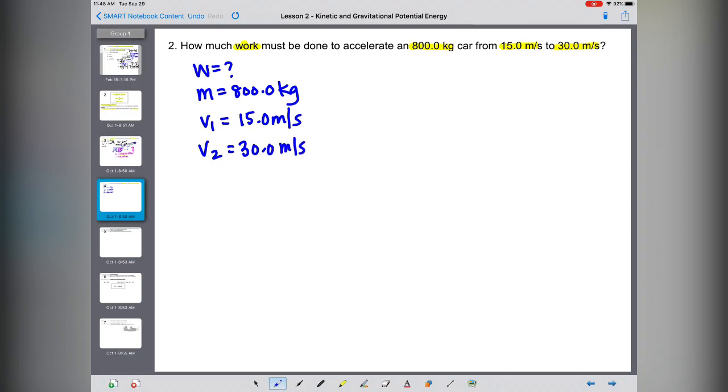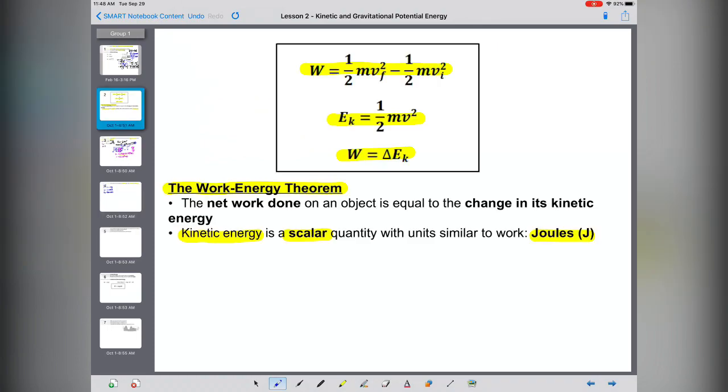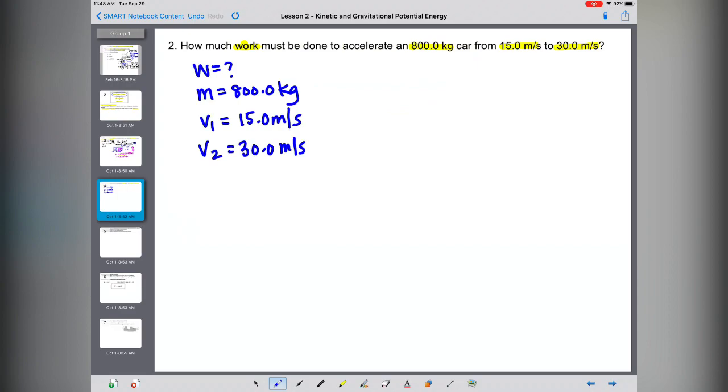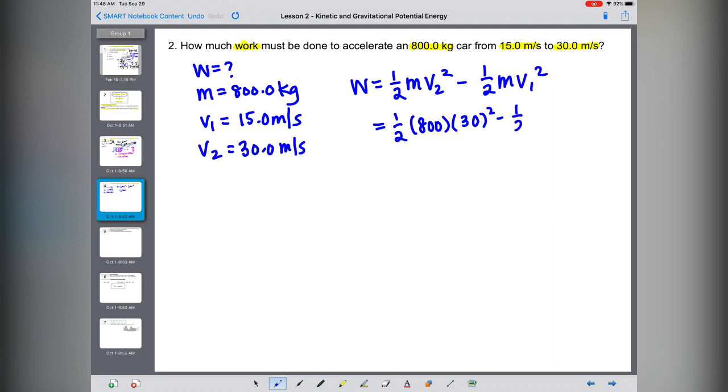So if you go back to the equation, I've got mass, I've got v1, I've got v2. This is probably the equation that you're going to use. The work done is the change in kinetic energy. So 1/2 m v2 squared minus 1/2 m v1 squared. So it's a straight plug in. So half times 800 times v2, which is 30 squared, minus half times 800 times v1, which is 15 squared. Punch it in your calculator. This is a straight plug in. There's no rearranging for this.